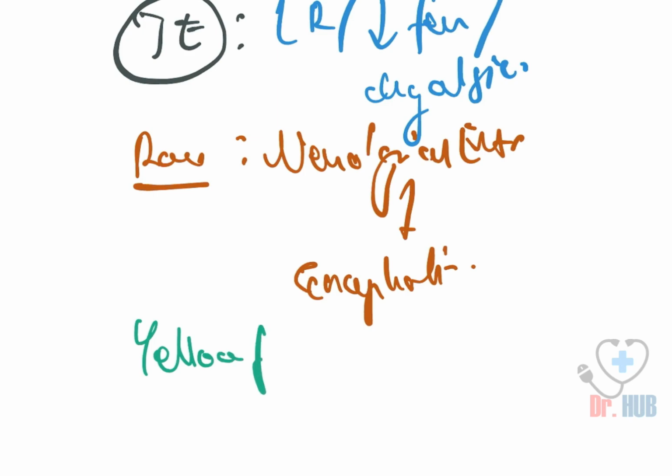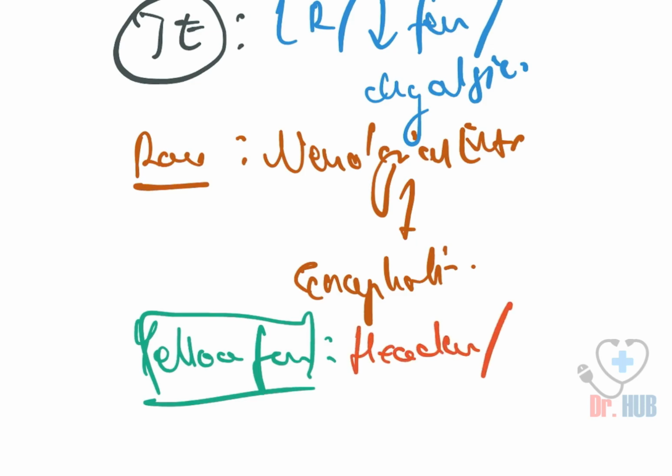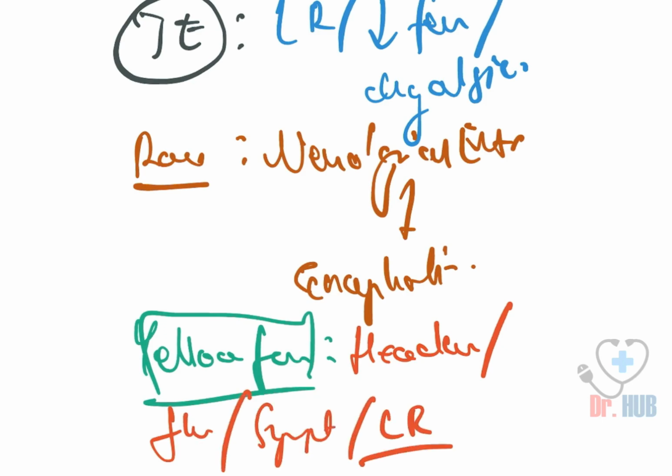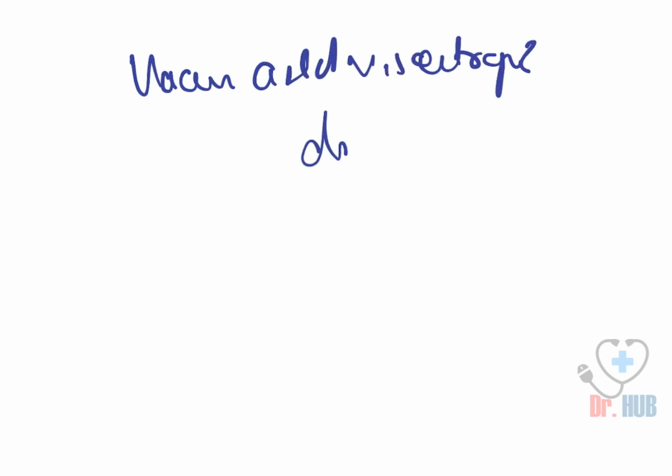Then we move on to the yellow fever. This was the third question we asked. So in case of the yellow fever, it can cause the headache. Next, it can also lead to flu-like symptoms and the local reactions. Another thing to note is that it can also lead to the vaccine associated viscerotropic disease.